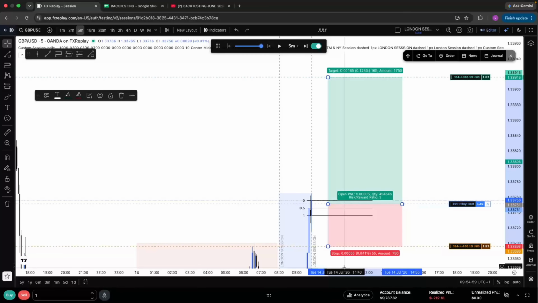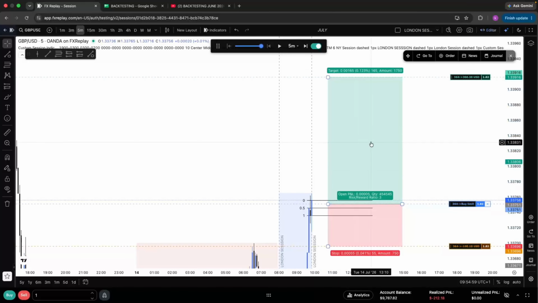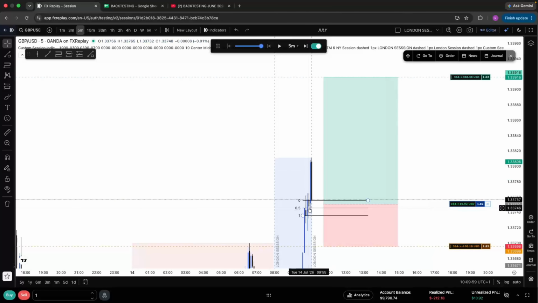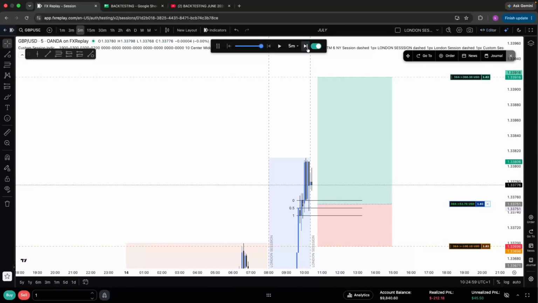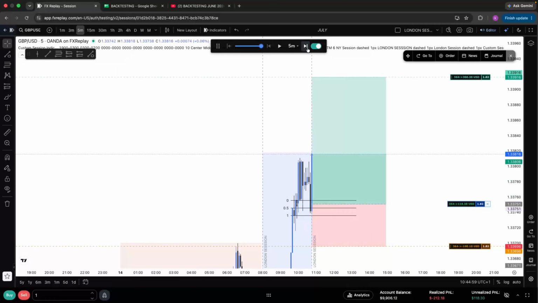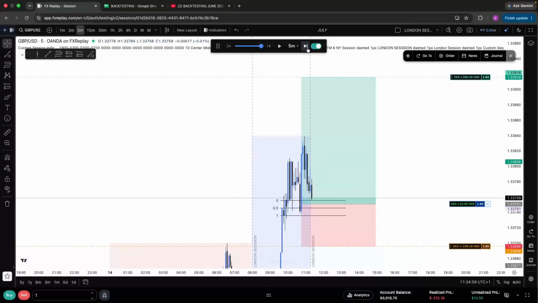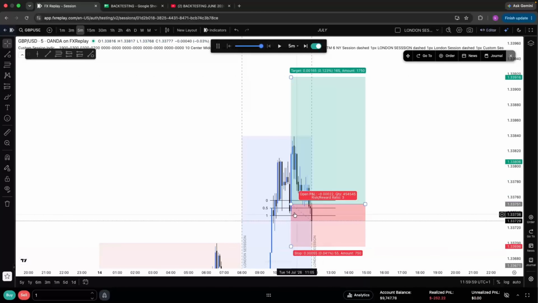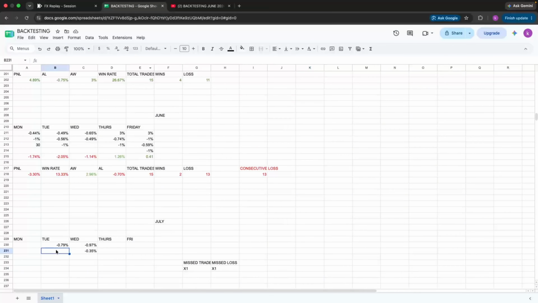Remember, FTMO spreads are really bad. Sometimes they're like 0.8, but that entry was 955. Okay. Yeah, sometimes they're really bad. Minus 0.40 on Tuesday. Yes, as I was saying, they're really bad sometimes.